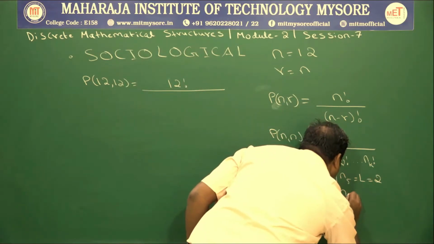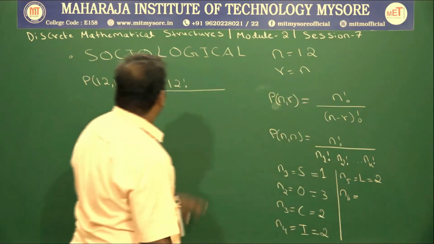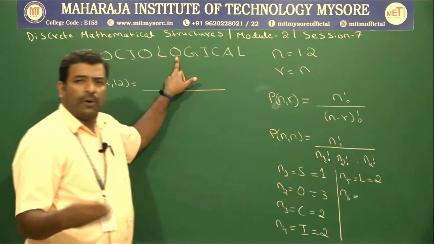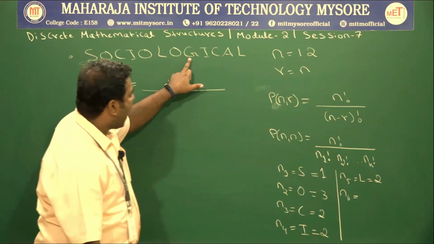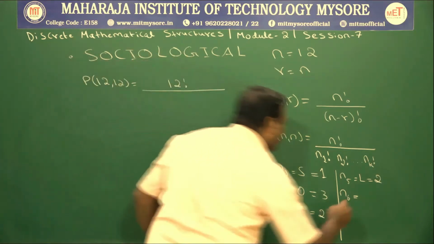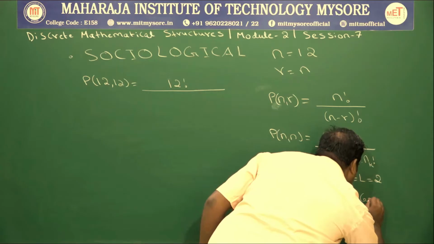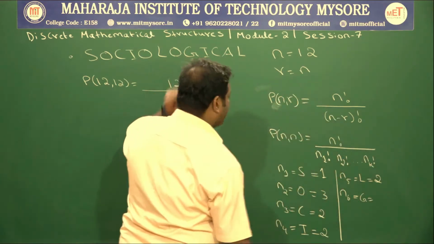Fine. So next let me take n6. Fine. And I'm going to have O. It's already done, I need not count again. I'm going to have G, so G is not done. So n6 equals G, and how many G's are there? It's only one.